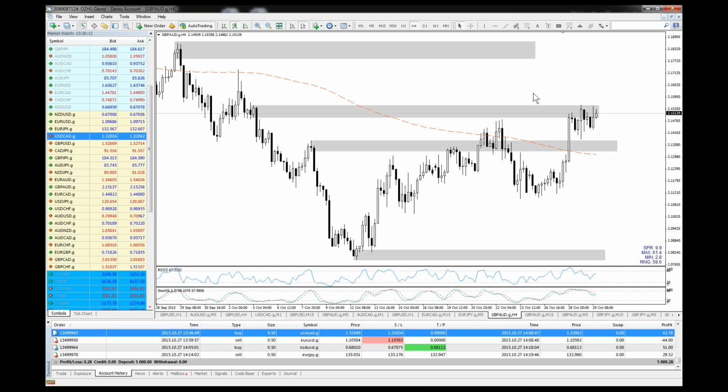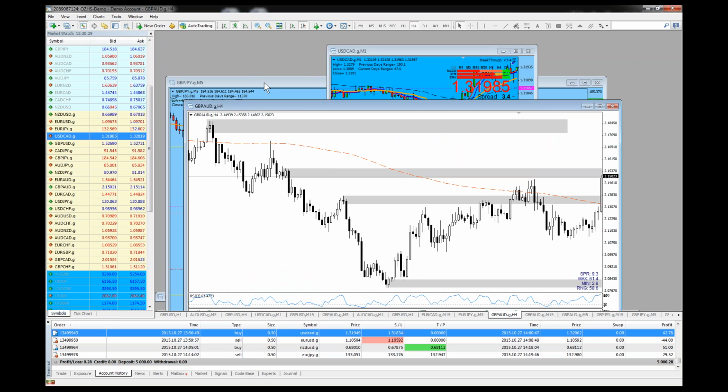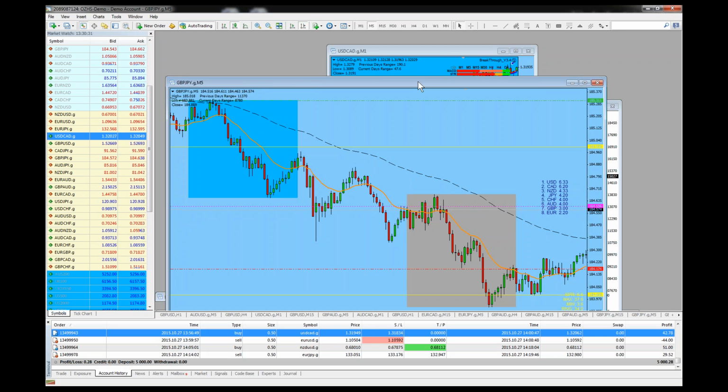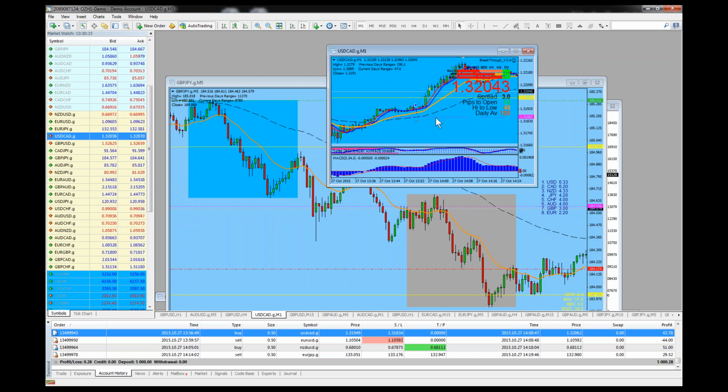So let me squeeze down, and you see we're getting rejected here now too, it looks like, with the possibility of price coming back down into this area. And this is pound Aussie. That's something we can take a look at on a lower time frame. And that's 1889.